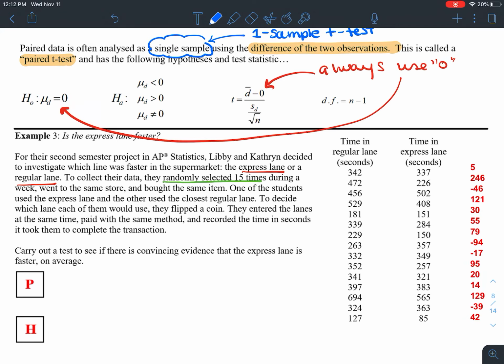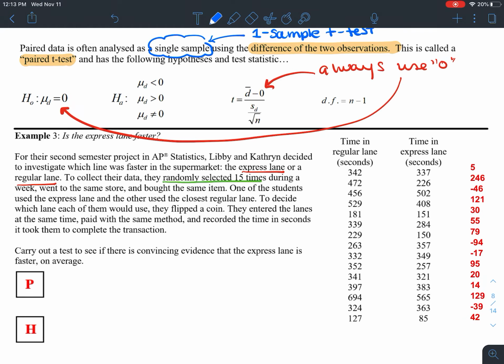They bought the exact same item. One of the students used the express lane, and the other used the closest regular lane. To decide which lane each of them would use, they flipped a coin. They entered the lanes at the exact same time. They paid with the exact same method. This is what we call control in the design of an experiment, trying to make everything the same except the treatment itself, which would be the two different lanes they're entering. And they recorded the time in seconds that it took them to complete the transaction.